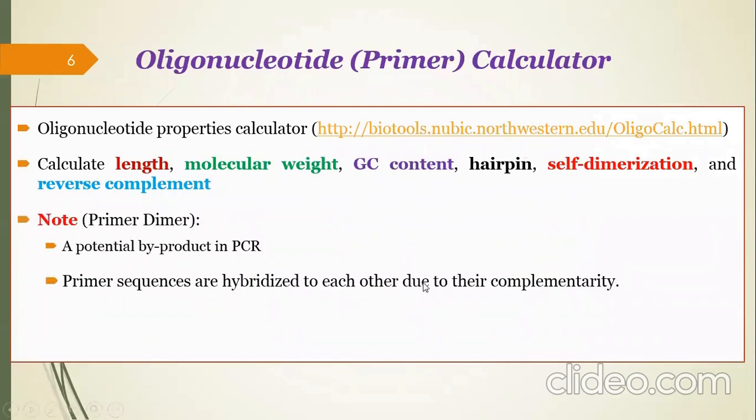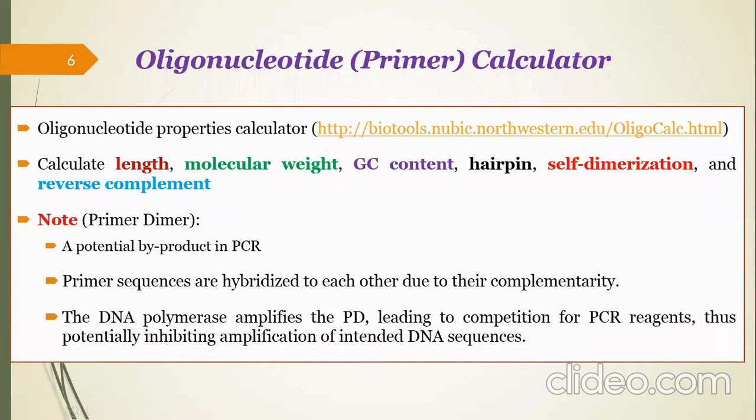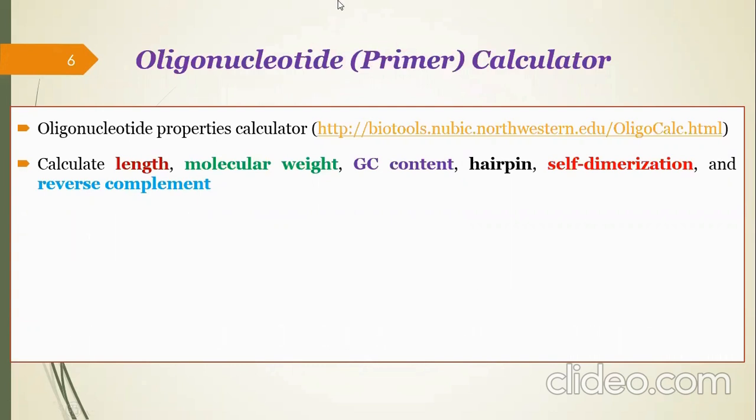Next to it is primer dimer. A potential primer dimer could be a potential byproduct of a PCR. Primer sequences are hybridized to each other due to their complementarity. So we need to avoid these things, and the DNA polymerase actually amplifies the primer dimers, leading to a competition for PCR reagents, thus potentially inhibiting the amplification of intended DNA sequences. So if we could know how the primer dimers actually occur.